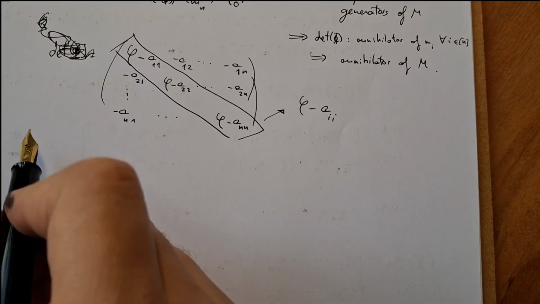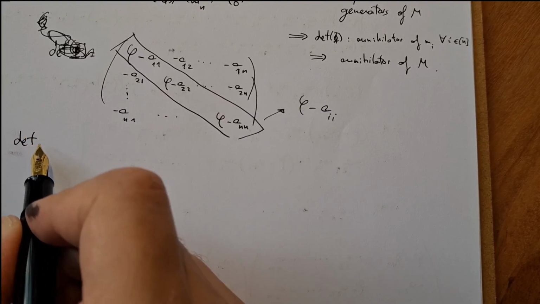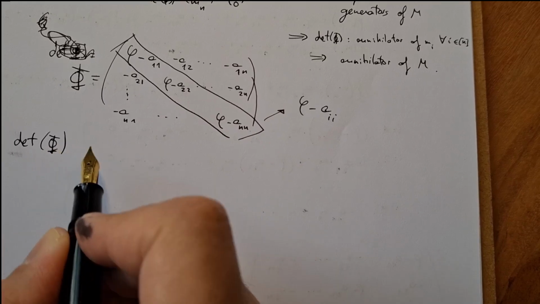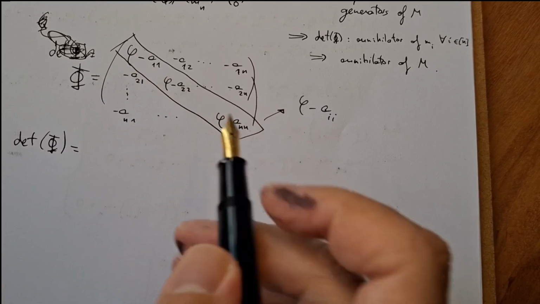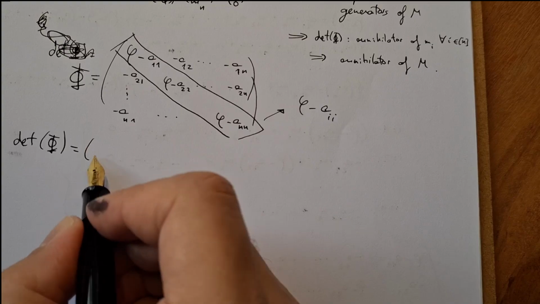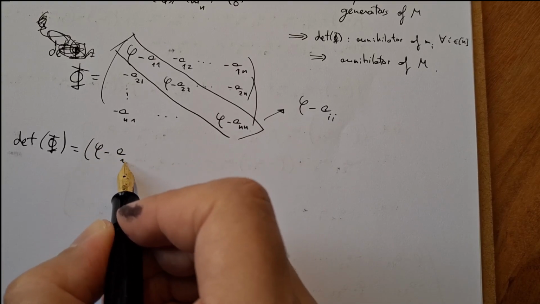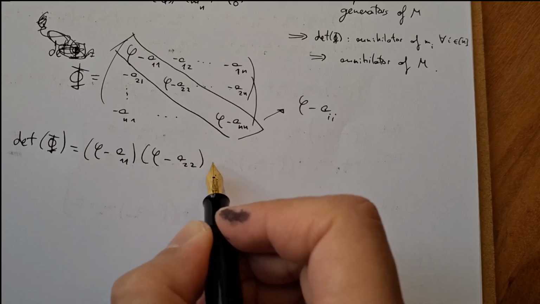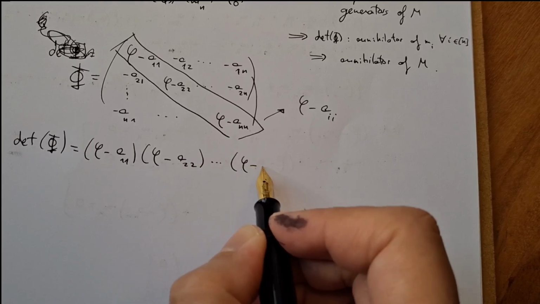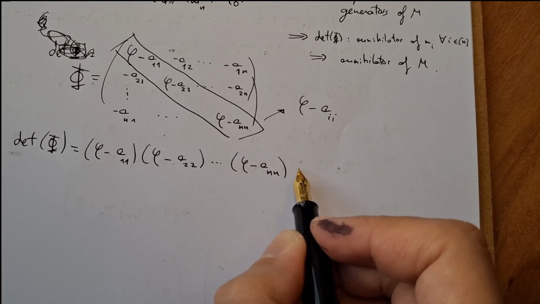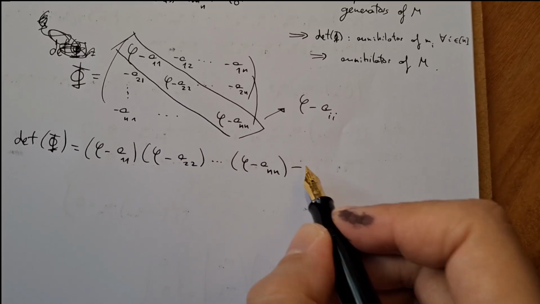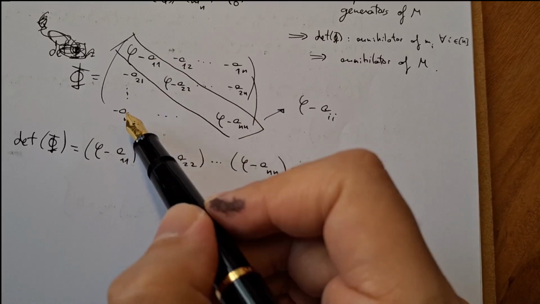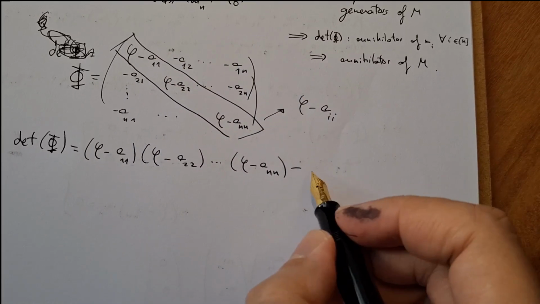So in order to do the determinant of psi, this is psi, we would have a multiplication of all those terms, like psi minus a 1 1, psi minus a 2 2, till psi minus a n n. And then here we would continue adding other things like minus a sub n multiplied by blah blah blah.